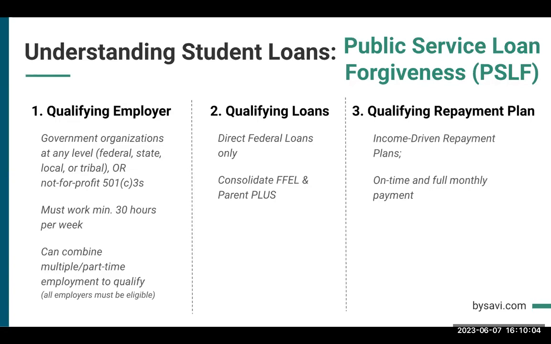The second requirement is that you do need to have direct federal loans. So for PSLF, only direct federal loans qualify for this program. If you don't have direct loans and you have other federal loans like FFEL loans or Parent Plus loans, those loans can be consolidated. That way they convert to direct and therefore qualify.